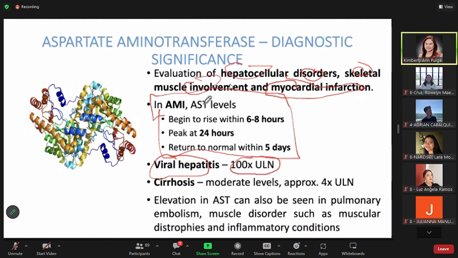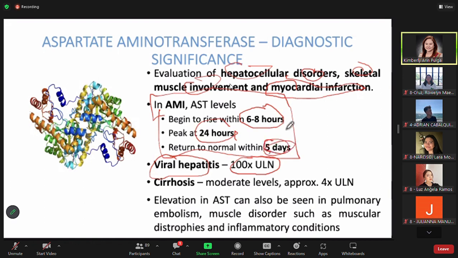And take note here, AST begins to rise within 6 to 8 hours. So mas mabilis po itong tumataas compared kay ating lactate dehydrogenase. And then peak at 24 hours. Yun nga lang, dun sa ating LDH, peak at 48 to 72. So mas matagal. And then in your aspartate, it normalizes within 5 days. So unlike with your LDH, no, 10 days na elevated pa rin siya. So dito 5 days lang.